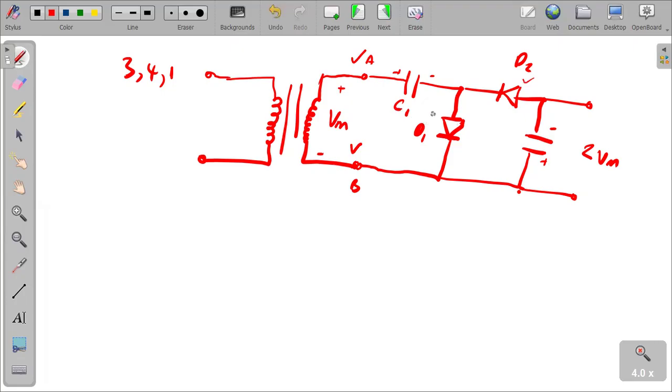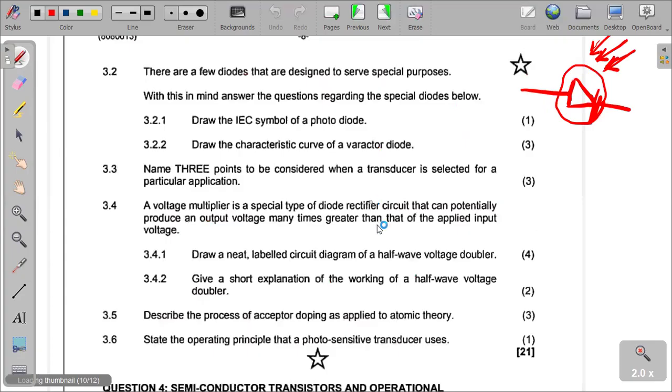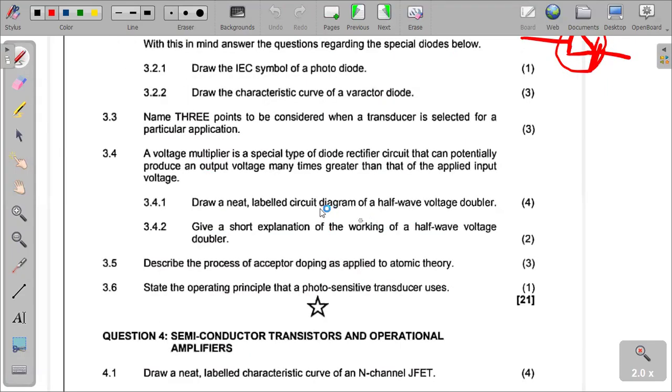Secondly, during the negative half cycle, D2 is forward biased and D1 is reverse biased, charging capacitor C2 to the peak voltage 2 Vm. That's the explanation that was expected of us. Right, so I will go to question number 3.5.